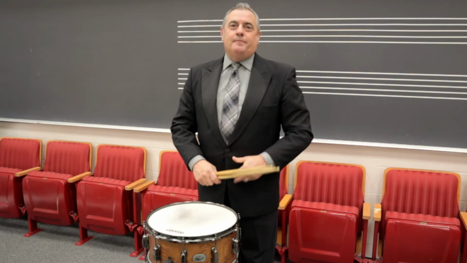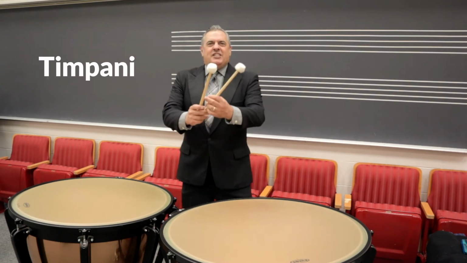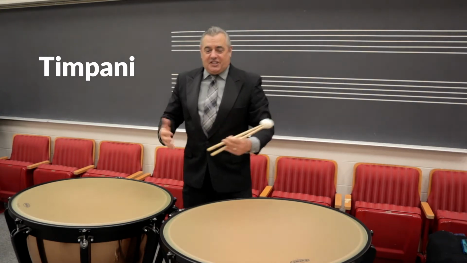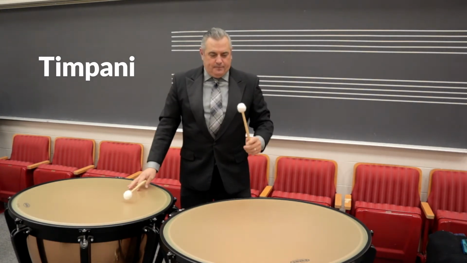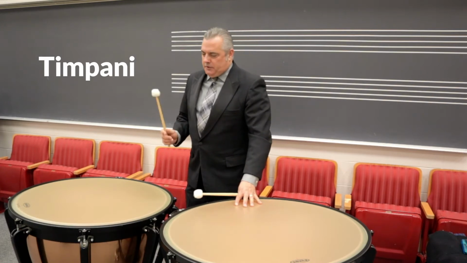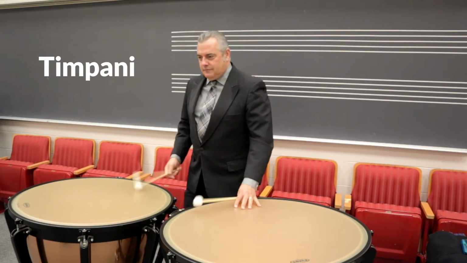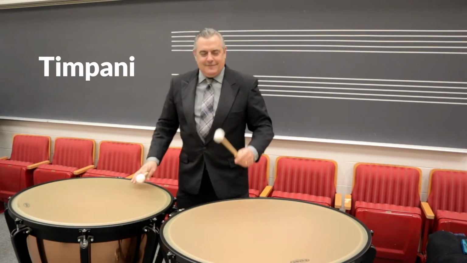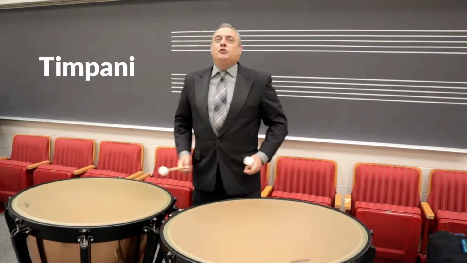The snare drum. Also a part of the percussion section are the timpani, the big kettle drums, and you get to use fluffy little mallets so that you get a really great sound. Here's a big drum. And then here's one that's still big, but a little bit smaller. Isn't that exciting? And you can do a roll.